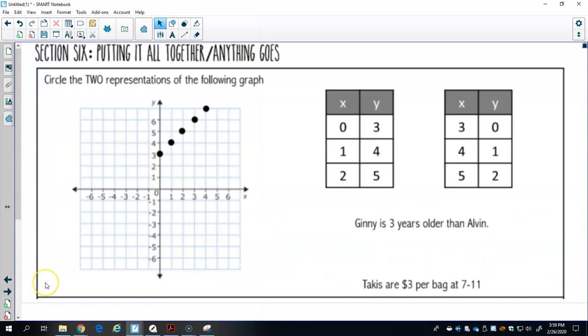All right, now we're going to put it all together. We're going to look at two examples, and we're going to try to figure out how they match up. So we have a graph and we have coordinates. So you can see, hopefully you see from this, that this is an additive relationship. It's additive because it does not start at 0, 0.